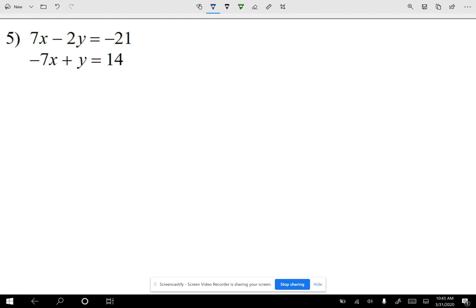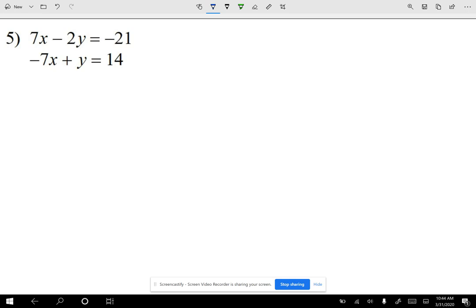For substitution, make sure one of your equations has a letter by itself. If we already have one by itself, well, great, move on. If we don't, get one equation where a letter is by itself.